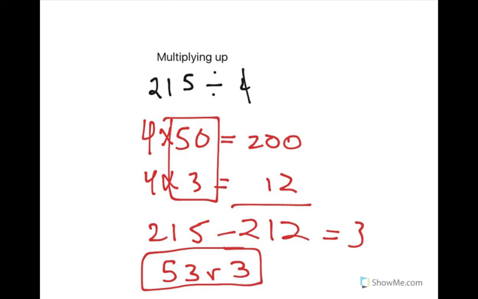So I'm using missing factor and thinking about what can I multiply to get to 215. Again, there are other ways you could do that. This is the way I happen to do it.